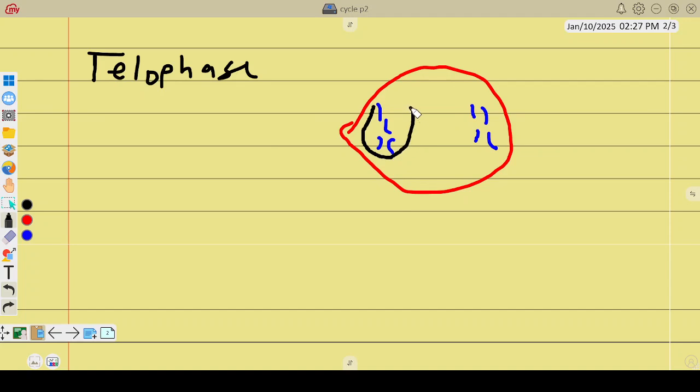The nuclear envelope will now form back. The chromosomes will decondense, and then the nuclear membrane will form around them. So the nuclear membrane forms, and those centrosomes disappear here. Remember, in prophase that's when the centrosomes appeared, but now at this point they are disappearing. So this is it. This is telophase.